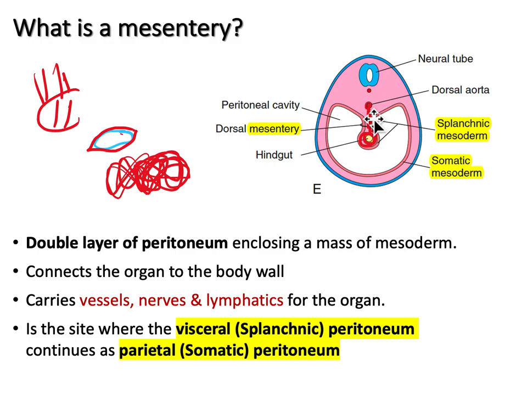And indeed, let me erase it. The mesentery is the location where the visceral peritoneum and parietal peritoneum continue with each other. What does it mean? Let me show you. Here is, for example, the hindgut, one part of the large intestine. The organ itself is covered by visceral peritoneum. Why is it called visceral peritoneum? Because it covers a visceral organ, right? So we call it visceral peritoneum.